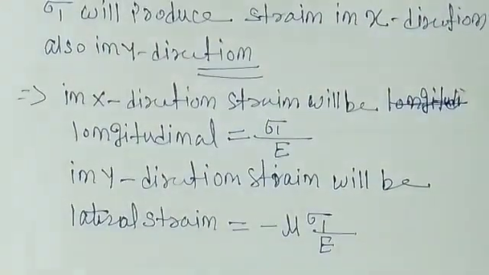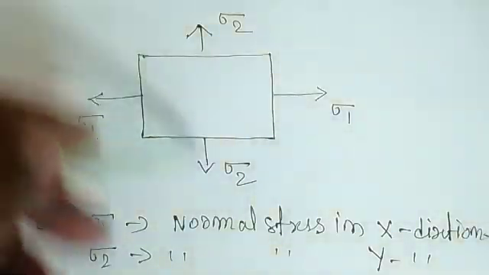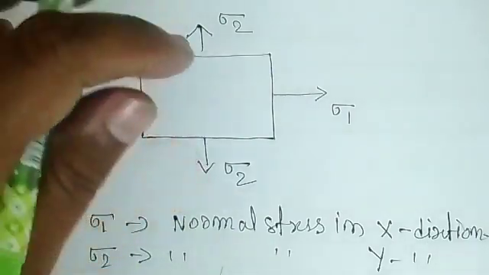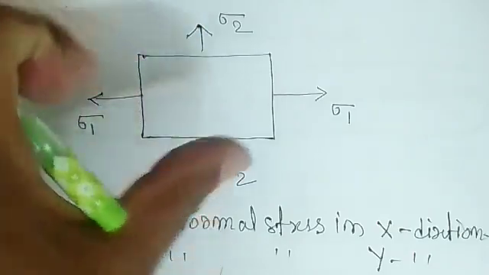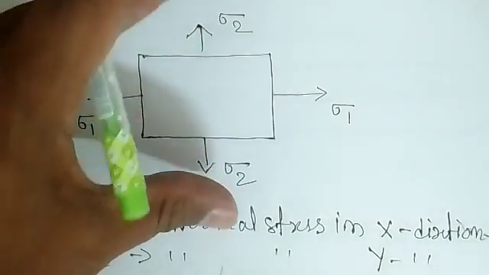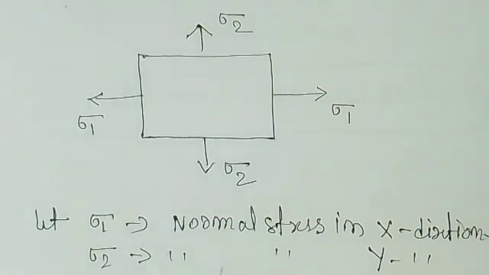Similarly, you can move to the y-axis, where you consider sigma 2. In the same way, sigma 2 will produce strain in the x direction as well as in the y direction. But if you look, sigma 2 is on the y-axis. So because of this sigma 2, on the y-axis we have a longitudinal strain, but on the x-axis there is a lateral strain. Its length, the longitudinal axis length, will be increased, right? So the longitudinal strain for sigma 2 is sigma 2 by E, and the lateral is minus mu times sigma 2 by E.